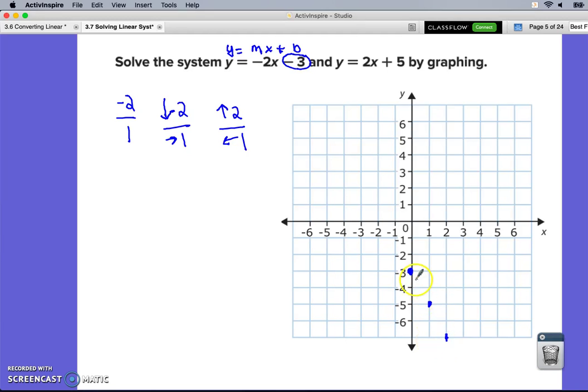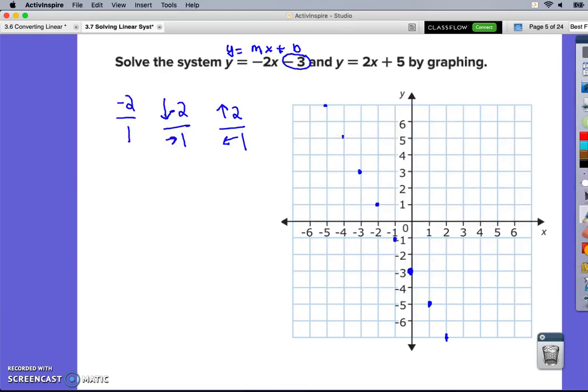Now all these points are on that line, or would satisfy or make this equation true. And it's going to go on and on in this direction also, so that's why I want to go up 2 over 1. I'm going to put up 2 over to the left 1. I'm going to put all the points I can on here because it will help me with finding the solution that is on both of those lines. Up 2 over 1, up 2 over 1. And I'm going to create a line.